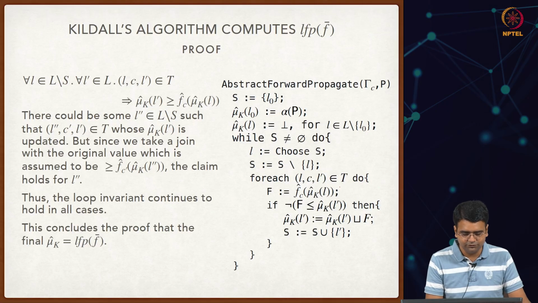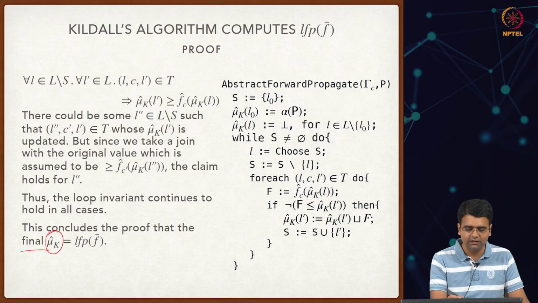So, this concludes the proof that mu hat k is equal to LFP of f bar, but only the final mu hat k. Remember that this particular post fixed point property only holds for the final mu hat k, so not for some intermediate mu hat k's.